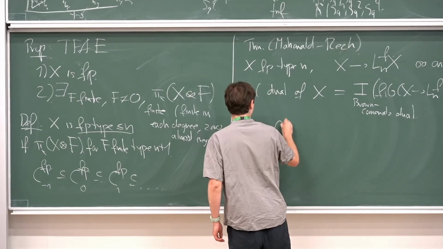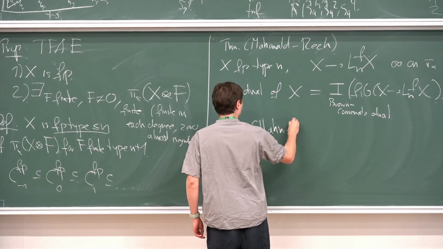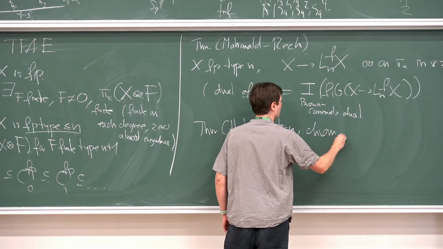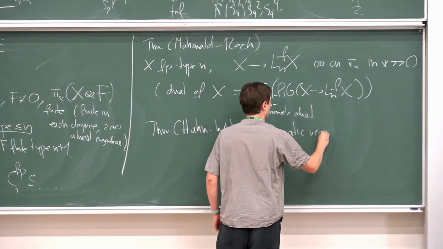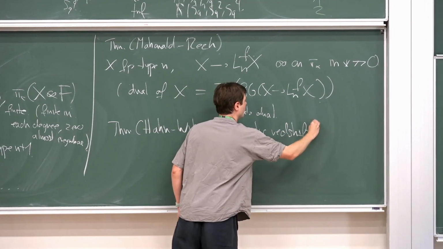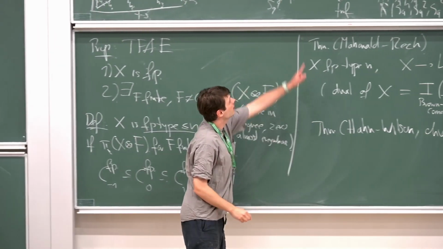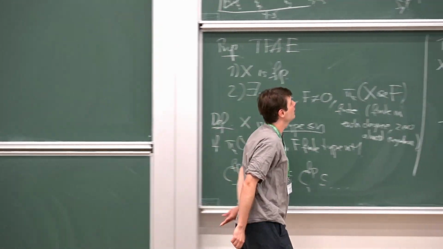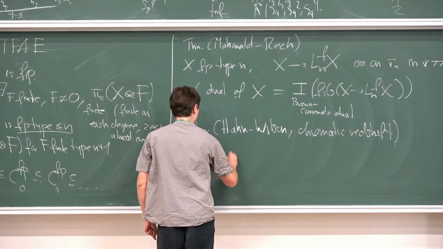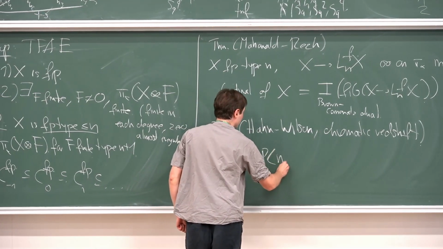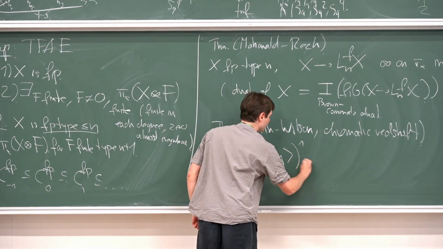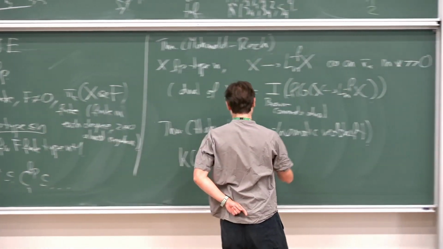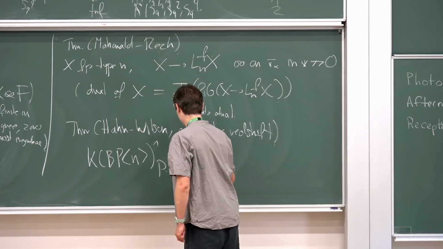And let me mention again the theorem which actually proved this only 3 years ago. This is the celebrated Hahn-Wilson theorem. This is the chromatic redshift. What they show is that if you start with perhaps the simplest ring spectrum of FP type n, namely BP<n>, and you take its algebraic K-theory, which you have to p-complete, so it becomes a p-complete bounded below object, this is actually of FP type n+1.